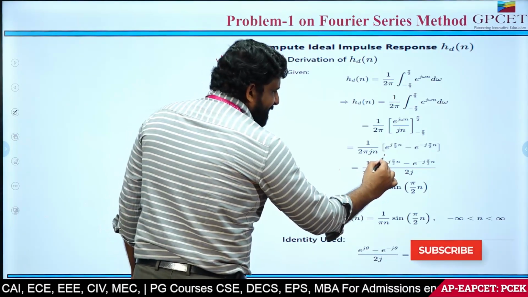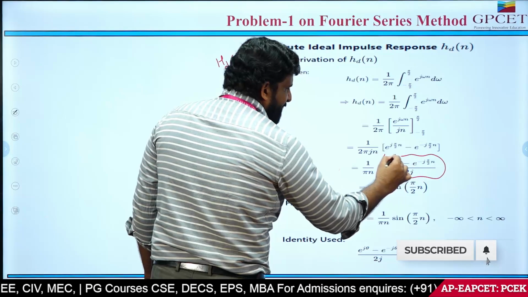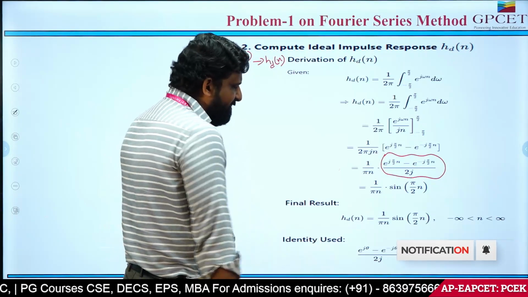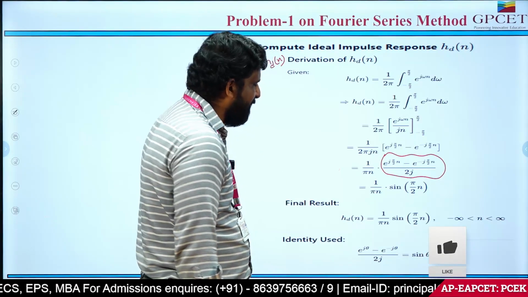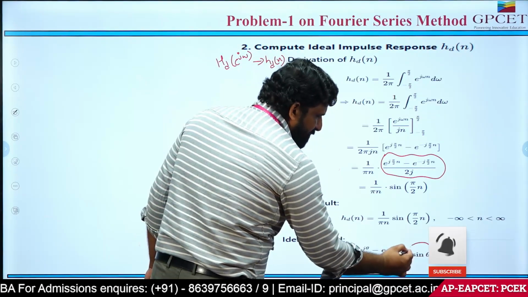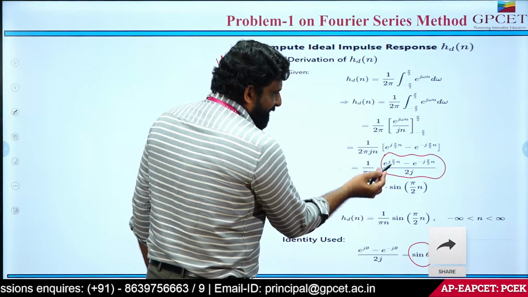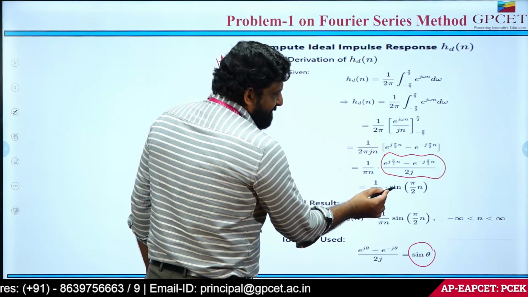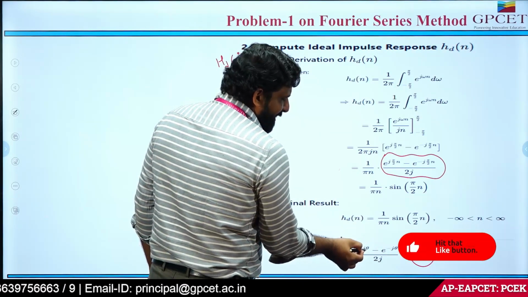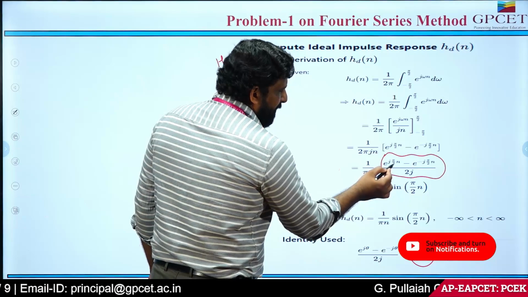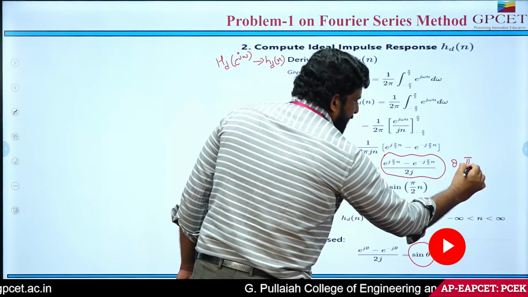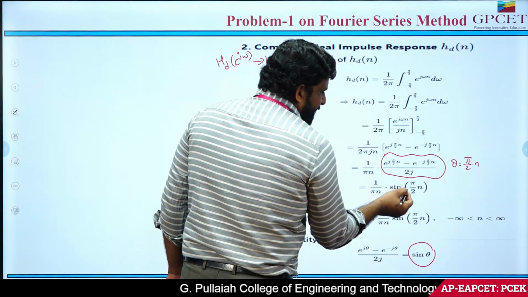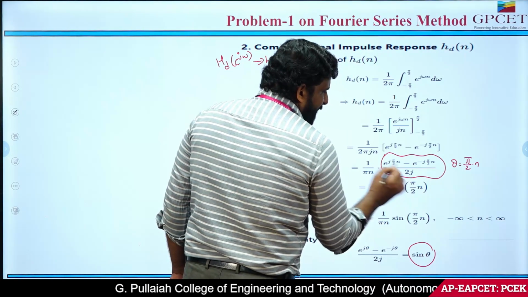So this equation is in the form of one identity, which is nothing but e power j theta minus e power minus j theta by 2j is equal to sin theta. With the help of this condition, I am writing this equation as sin theta. What is theta here? Theta is nothing but pi by 2 into n. So instead of theta, I am writing pi by 2 into n.